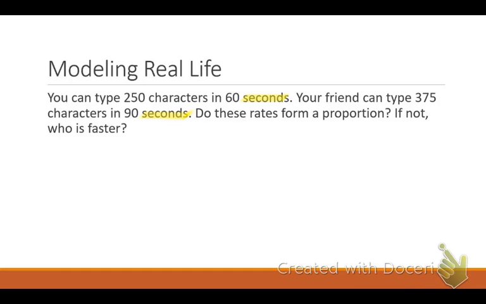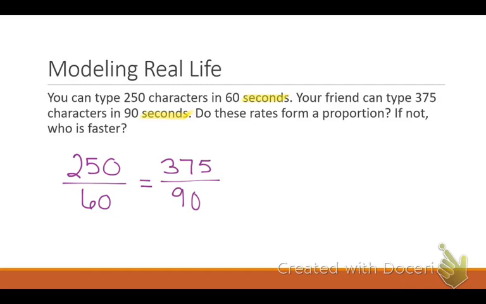Let's see, Maddie, what did you write? Okay, so the first thing she's doing is testing to see if they form a proportion. When you do your cross products, what do you get? It's going to be a big number. 22,500 on both sides. So my answer is yes.